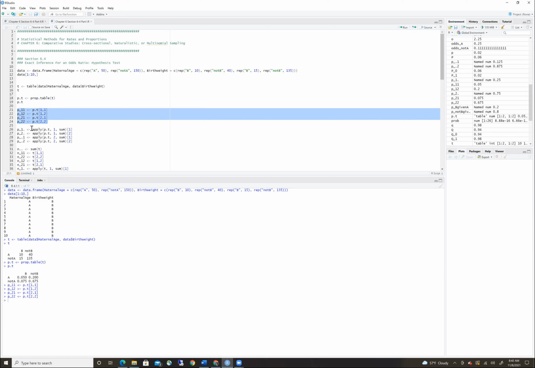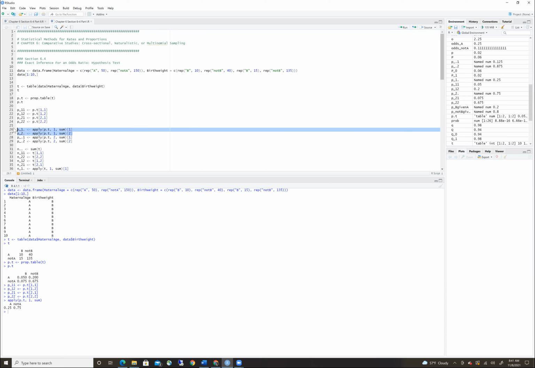Then we can get the marginal proportions. That's P1 dot, P2 dot, P dot 1, and P dot 2. The way we do this is we use the apply function. If we do the apply function on the rows, we get the row sums. If I pick off the first element, I don't need a comma because it's just a vector. The first element should be 0.25 and the second element should be 0.75. Similarly, I can get the column sums.